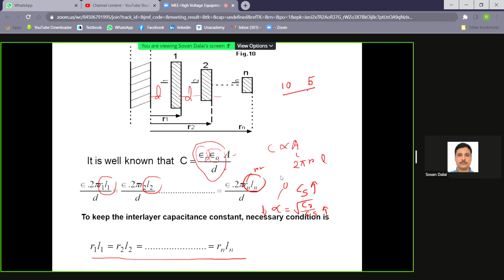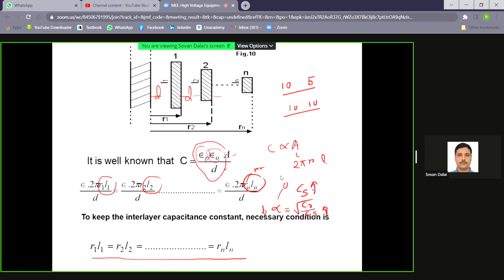It will be less than 5, but if you consider two capacitances having a similar value, then the equivalent capacitance is more. So that way we can improve the series capacitance of this winding. Due to that reason, if CS increases, alpha decreases.